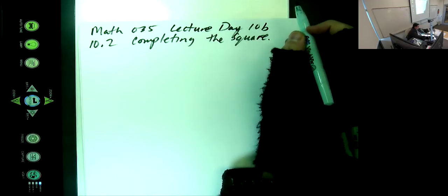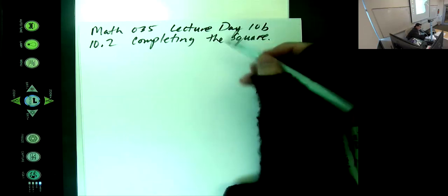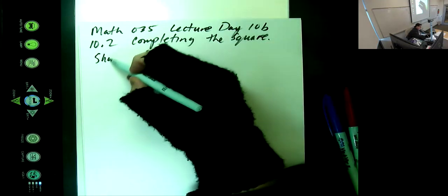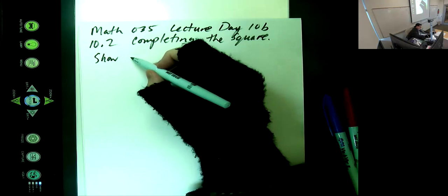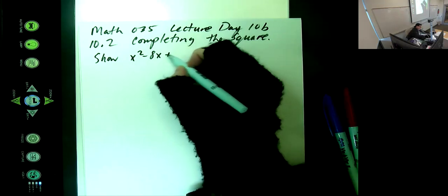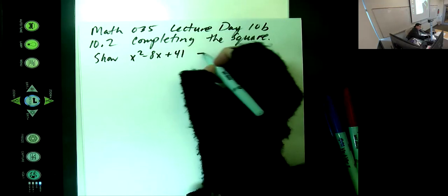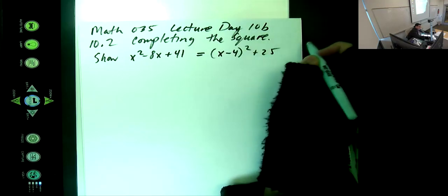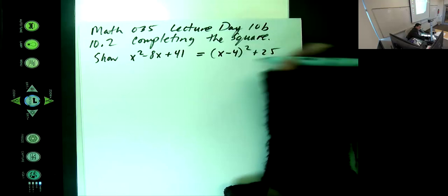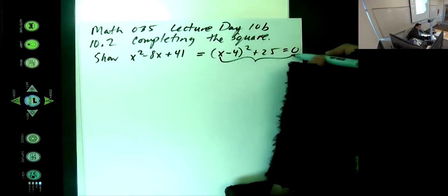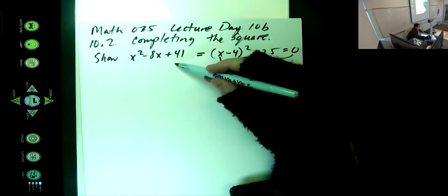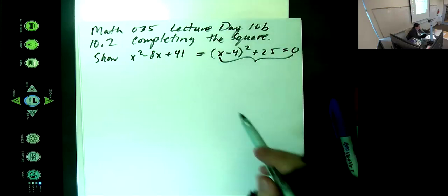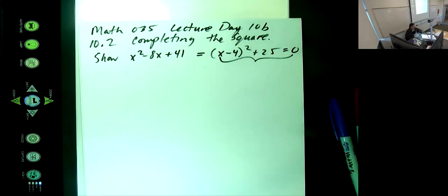Although I'm not going to start with it, we want to come back and show how we got x squared minus 8x plus 41 to equal x minus 4 squared plus 25. Because this was the equation we had to solve earlier, and when we worked backwards, we got that. And I want to show you how these two are connected. But let's start with something easier.